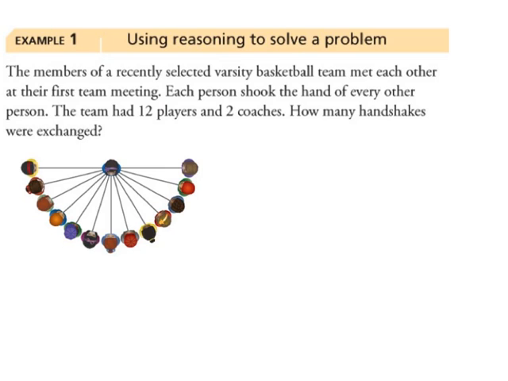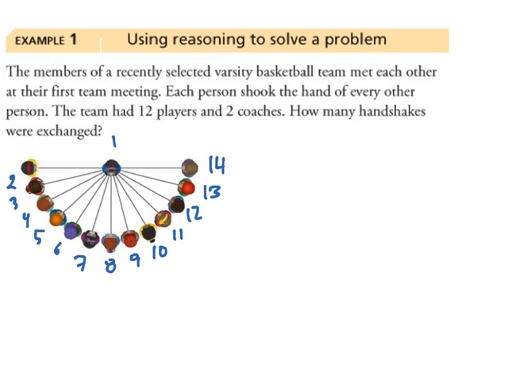So this is a little bit tough problem, but let's first find out how many players there are. Well, if there's 12 players and 2 coaches, there are a total of 14 players. So we have 1, 2, 3, 4, 5, 6, 7, 8, 9, 10, 11, 12, 13, and 14 players. So let's talk about the handshake.